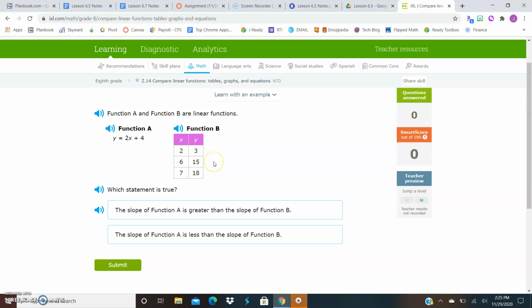And remember, we take y2 minus y1 and divide that by x2 minus x1. So we can do that by taking 15 minus 3, which gives you 12, and then doing 6 minus 2, which gives you 3. So 12 over 3 simplifies to 4. So this has a slope of 4. This had a slope of 2. So B has the larger slope. So the slope of A is less than the slope of B.